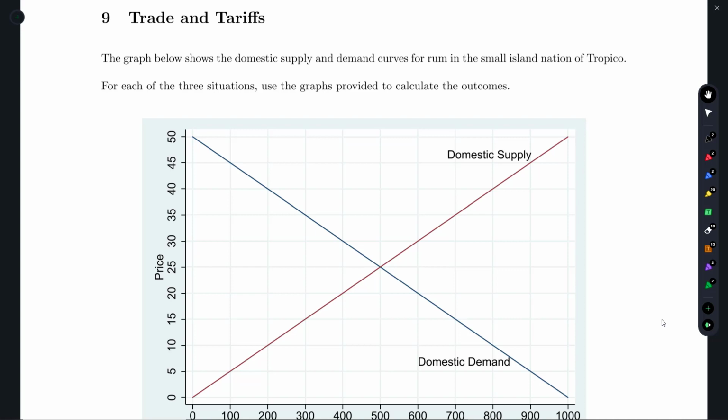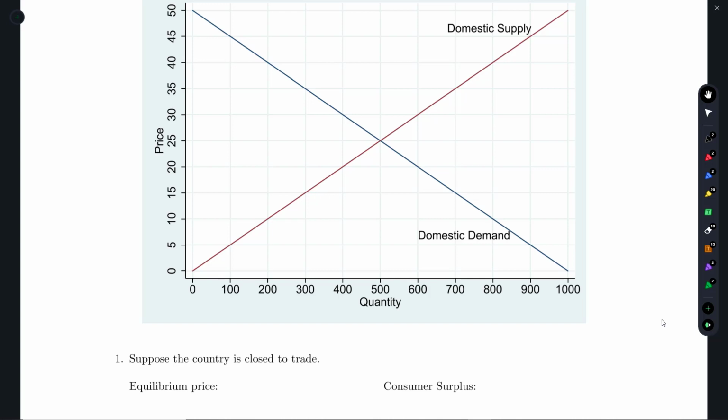In this video, I'm going to solve this exercise on international trade. As always, I highly recommend that you attempt the exercise first on your own before watching the solution. We're going to start out assuming that our country is closed to trade. This is the situation that we call autarky.